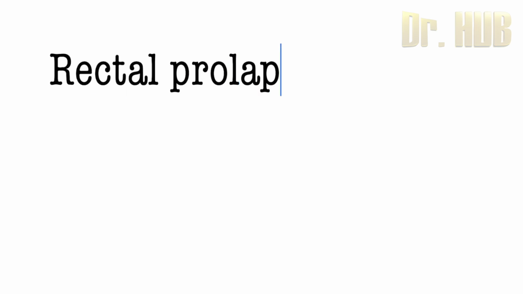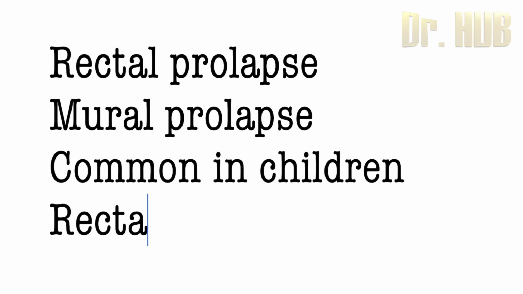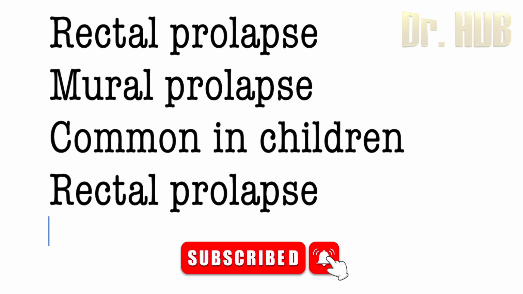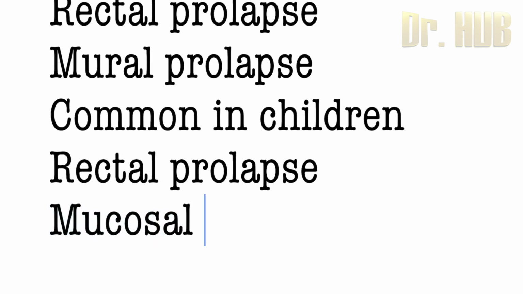Rectal prolapse types include mucosal prolapse, which is very common in children, and then comes the rectal prolapse, that is the full thickness prolapse, which is mainly in adults. So one is the mucosal prolapse in children, whereas the rectal prolapse is seen in full thickness prolapse in adults.